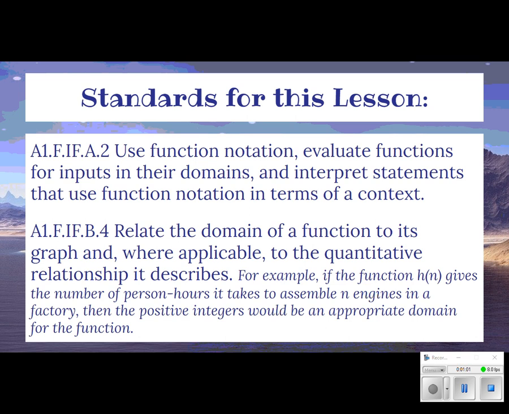If you look at the italicized part, it says, for example, if the function h of n gives a number of person hours it takes to assemble n engines in a factory, then the positive integers would be appropriate domain for the function. So that would mean that we would not have any negative engines. We might have 0 engines built. We wouldn't have half an engine built. So it goes into the idea of discrete and continuous, what types of domain values are going to be good for our situation.